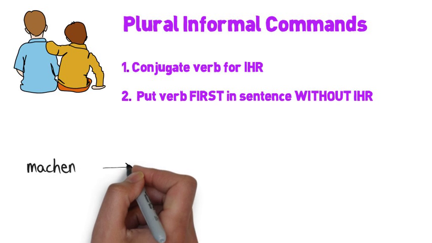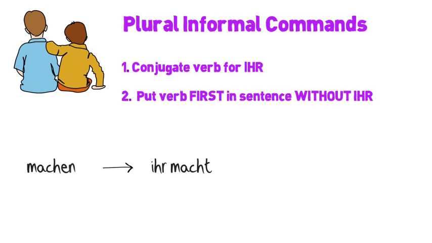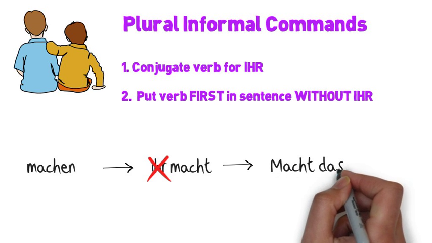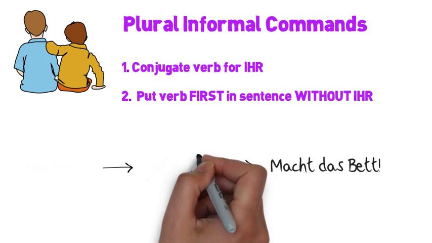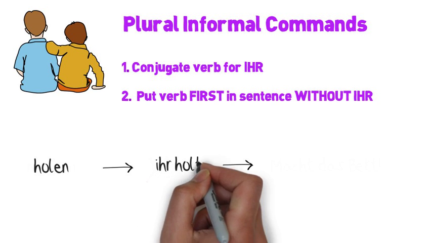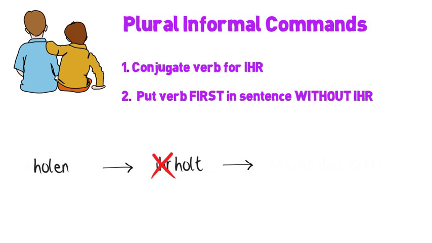For instance, if we use the verb machen, the ihr form of that would be ihr macht. We eliminate ihr, but we keep the ending, and we put macht at the beginning of our command, as in macht das Bett. The same process works with the verb holen, which means to get or fetch. Holen becomes ihr holt, which then becomes holt in our command. So your command could be holt 1 Kilo Äpfel.